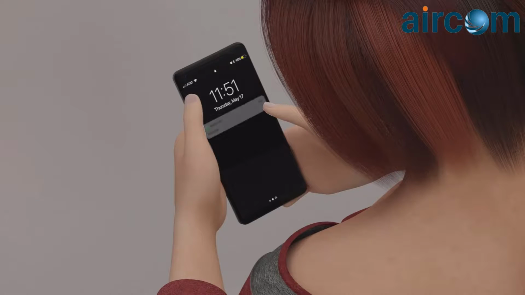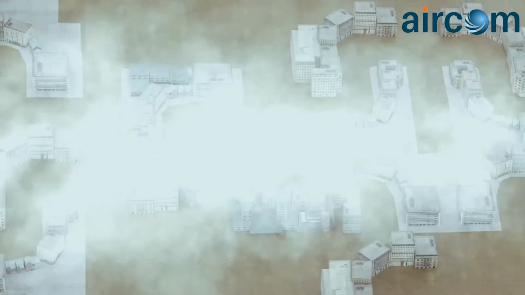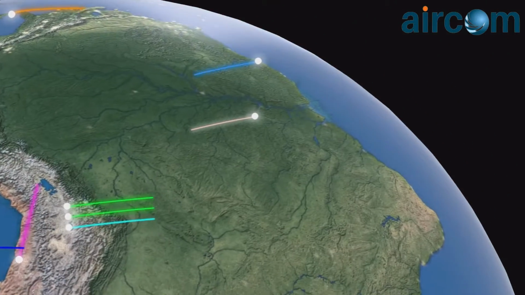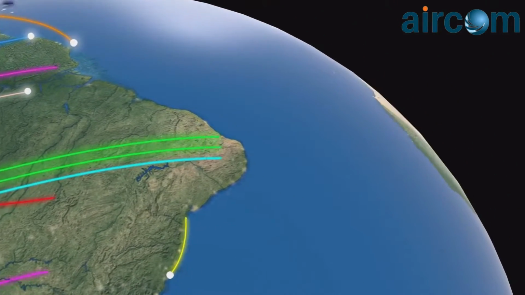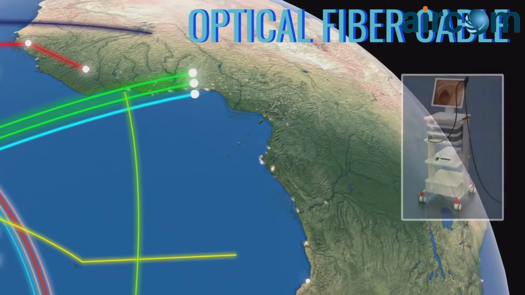Have you ever thought about how you get emails or any other information from any corner of the world within a blink of an eye? This has been made possible by a network of cables, which are laid under the ground and below the ocean. The cables, which carry most of the world's data, are optical fiber cables. They are also used in medical equipment.